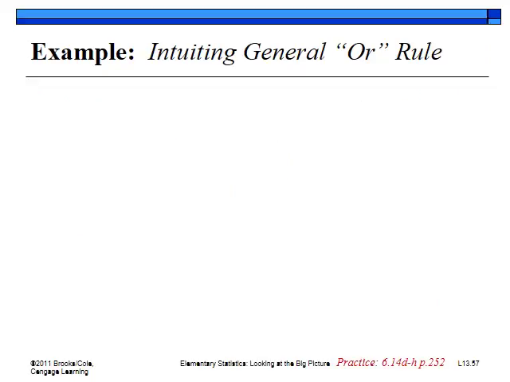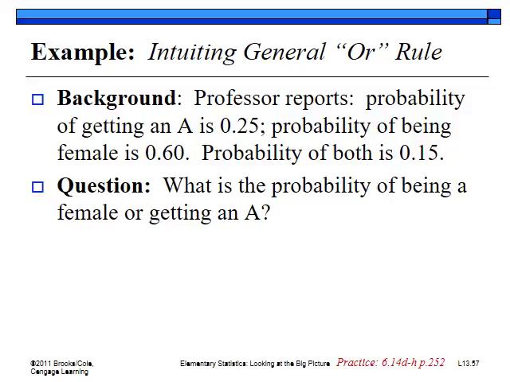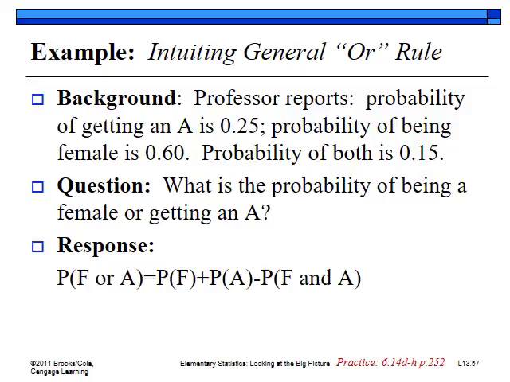So let's move to a rule for general ORs. If the probability of getting an A is 0.25, the probability of being female is 0.6, and the probability of a randomly chosen student being both a female and getting an A is 0.15, then what is the probability of being female or getting an A? Well, the probability of being female or getting an A would be the probability of being female plus the probability of getting an A minus the probability of both. In this case, that's 0.6 plus 0.25 minus 0.15, which is 0.7.